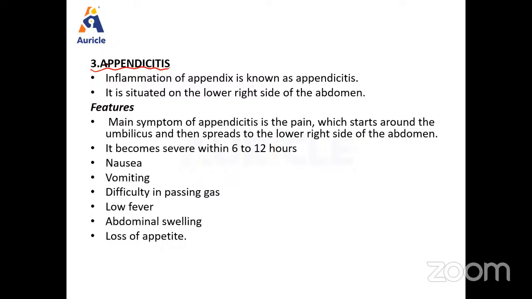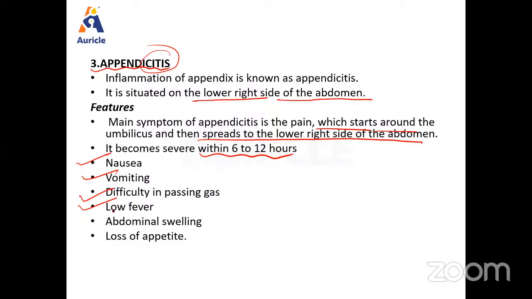Now the next condition is known as appendicitis. As the name suggests, appendicitis means inflammation of the appendix, which is situated on the lower side of the abdomen. The main features of this condition are that it starts around the umbilicus, spreads to the lower side of the abdomen, and becomes severe within 6 to 12 hours. The features are nausea, vomiting, difficulty in passing gas, low fever, abdominal swelling, and loss of appetite.